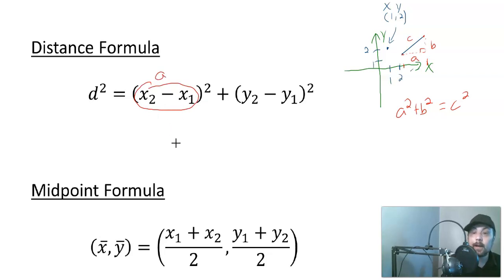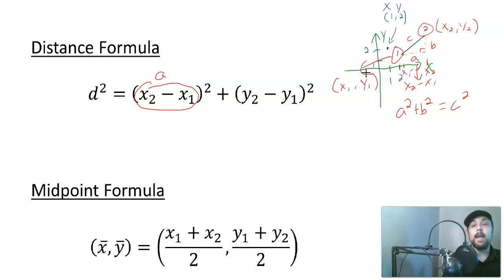What those represent are the 2 x coordinates of your 2 points. So if we think of this as point number 1 and point number 2, this point has ordered pair x1 comma y1. This is our second point, so we could label this ordered pair as x2 comma y2. And to measure that horizontal distance between these 2 points, as I mentioned earlier, you just subtract those x coordinates. This would be x1, this would be x2, and so that distance is going to be x2 minus x1. And so that's what we have here instead of a. Same story for b. Instead of b, we have y2 minus y1.